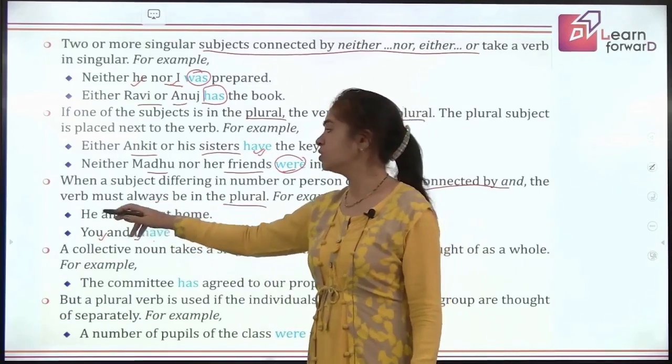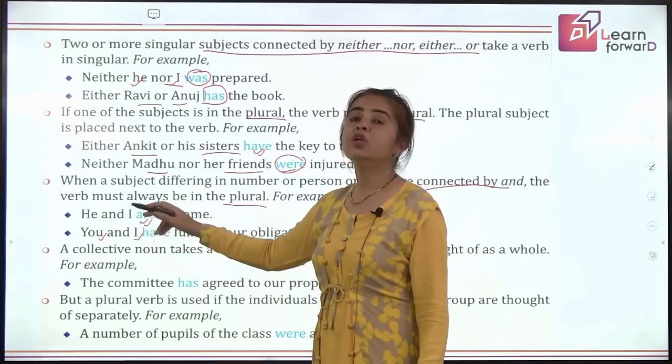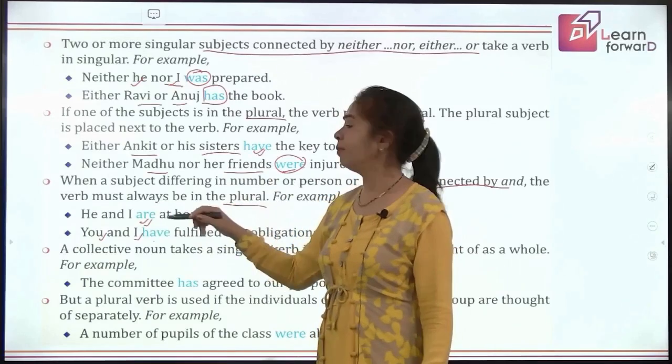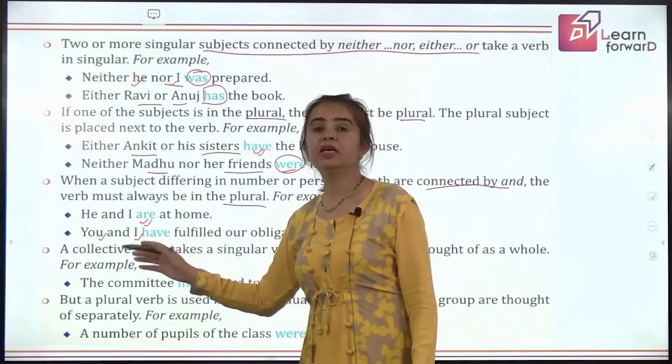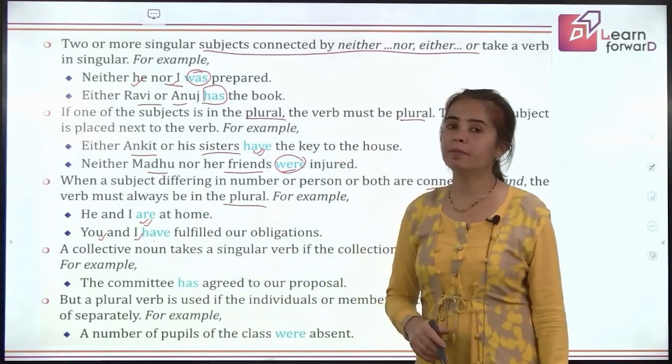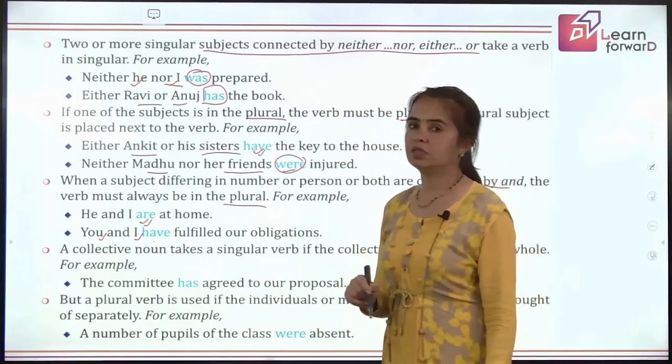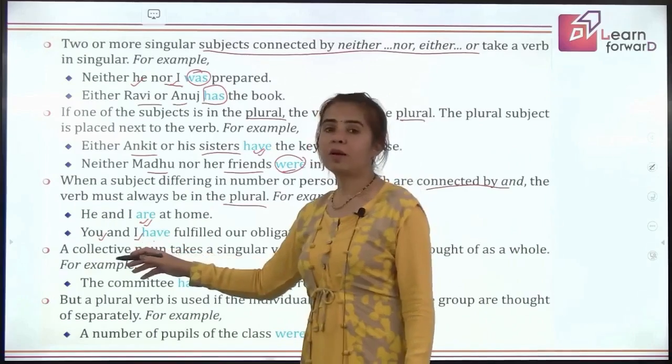But I'm sure when you say this, he and I, you might be in a habit of saying am here. So you have to correct that. When they are connected in different persons, different number, we use plural verb with it, right? What about a collective noun?